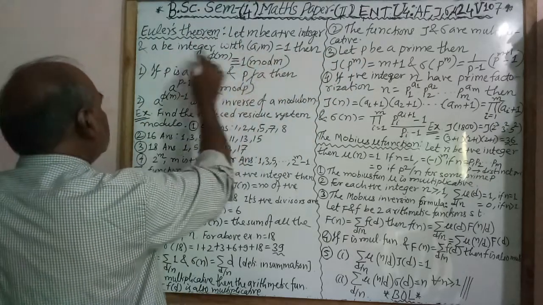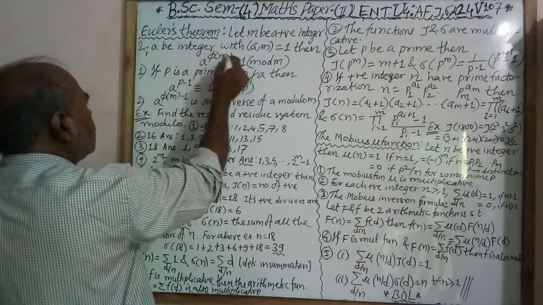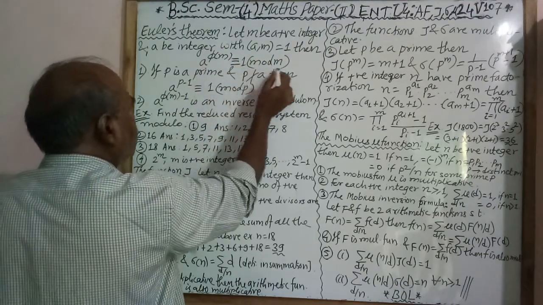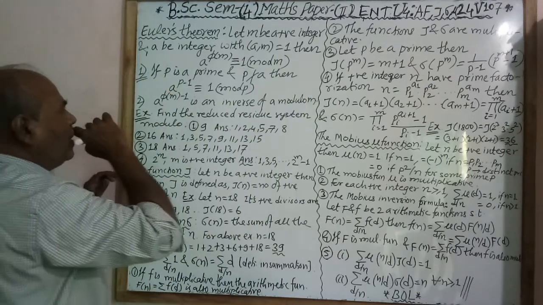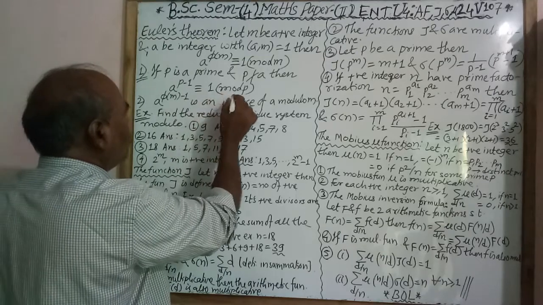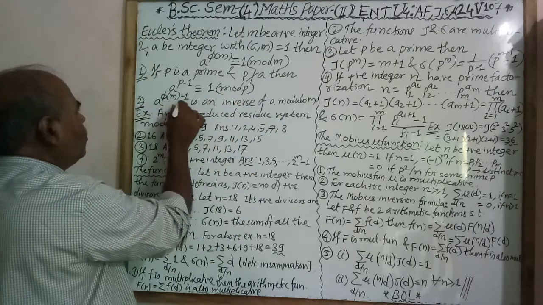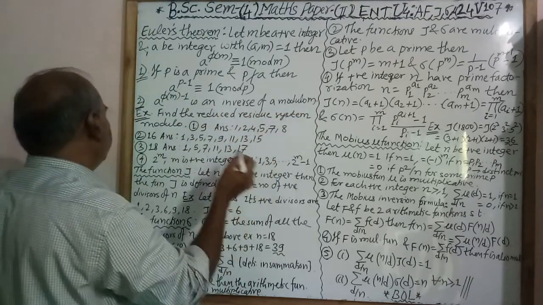Let m be a positive integer and a be an integer. When the gcd of a and m is 1, then a to the power phi(m) is congruent to 1 mod m. Then, if p is a prime and p does not divide a, then a to the power p minus 1 is congruent to 1 mod p. Second, a to the power phi(m) minus 1 is an inverse of a modulo m.